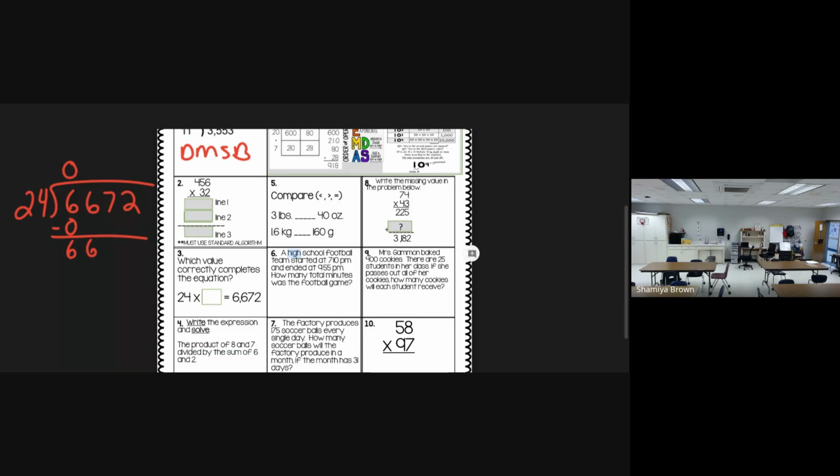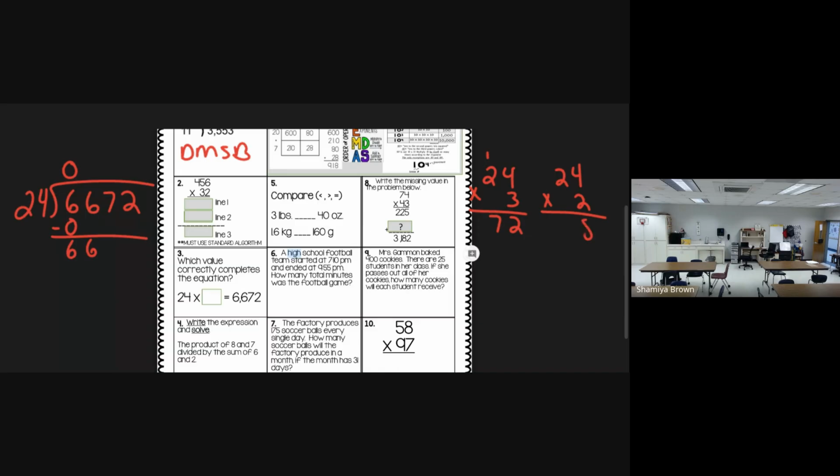Now I'm doing 66 divided by 24. I'm trying to see what times 24 gets me 66. So I'll try 24 times 3 just to see what that is. 4 times 3 is 12. Put my 2, carry my 1. 2 times 3 is 6. Plus 1 is 7. So that put me over 66. So now I need to try 2. I know it's going to have to be 2 because it can't be 3.